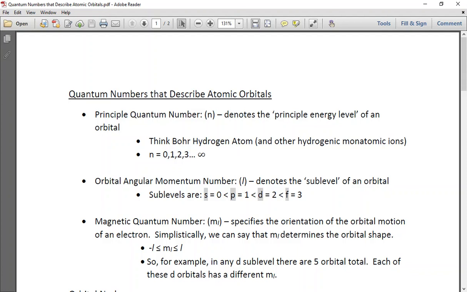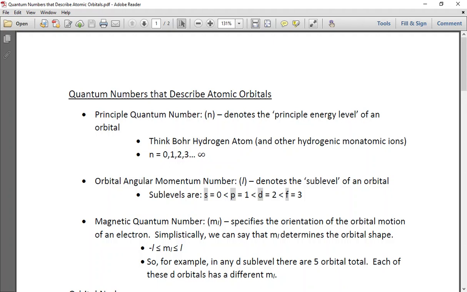Hello all. I want to talk to you today about atomic orbitals. What exactly is an atomic orbital? I want to talk to you about the quantum numbers that describe atomic orbitals. I also want to talk to you about nodes. So nodes are regions within an atomic orbital.